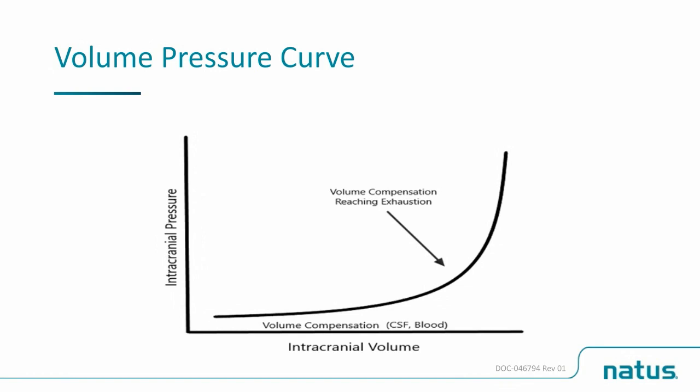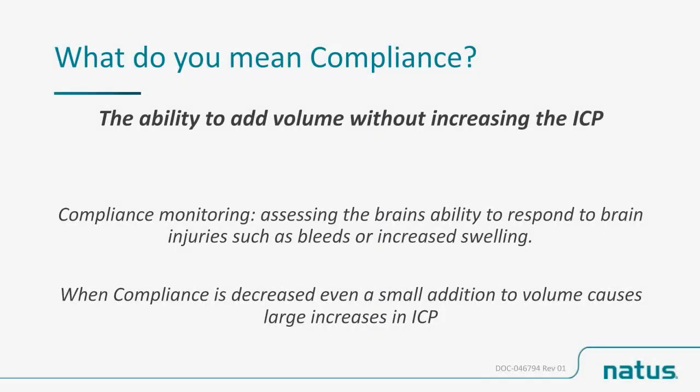In neuro patients, this is often referred to as compliance. The definition of compliance is the ability to add volume without increasing ICP. It's the available space inside of that box. The more compliant a cranium is, the more volume we can add without increasing ICP, and the less compliant cranium is going to be at risk for increased ICP, even with adding only a small amount of volume.